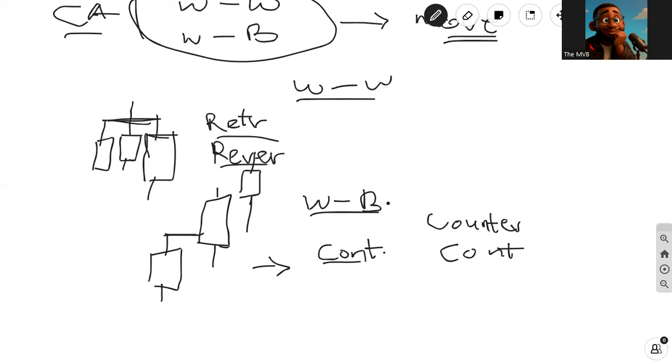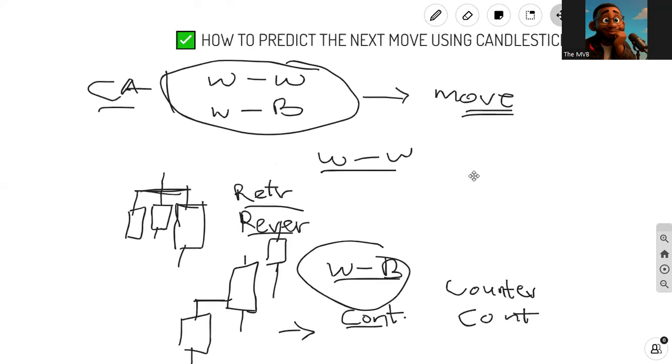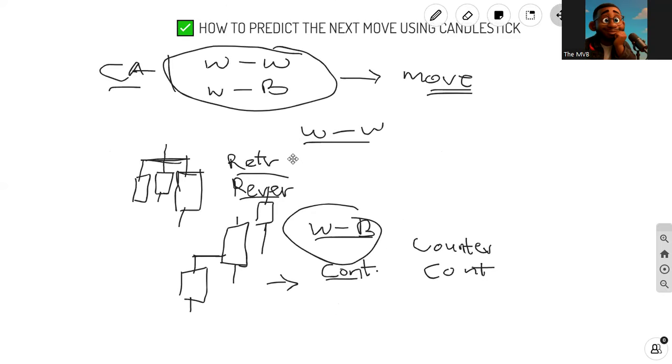So that means if I see a wick to body breakout, the next move what I'm looking for is a continuation entry. Whether it is a bullish move or a bearish move, it doesn't care. So this is the only thing I use every day.